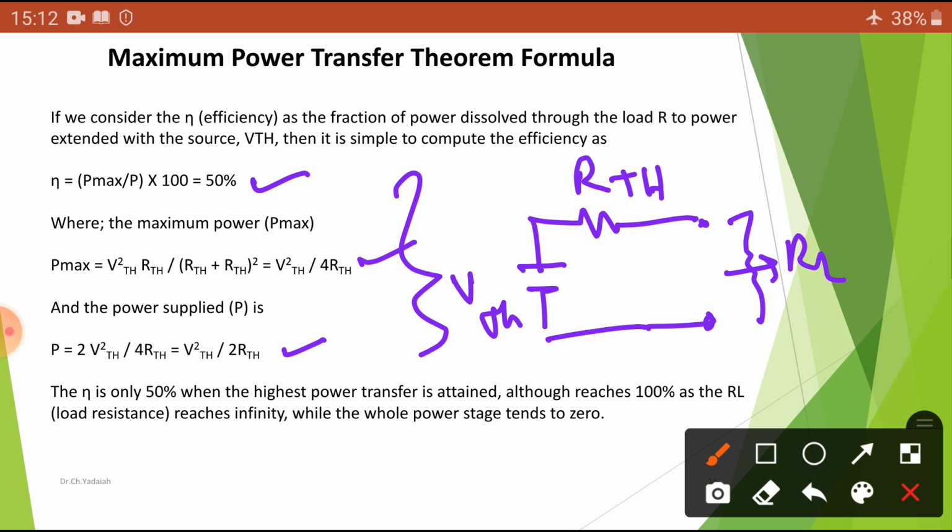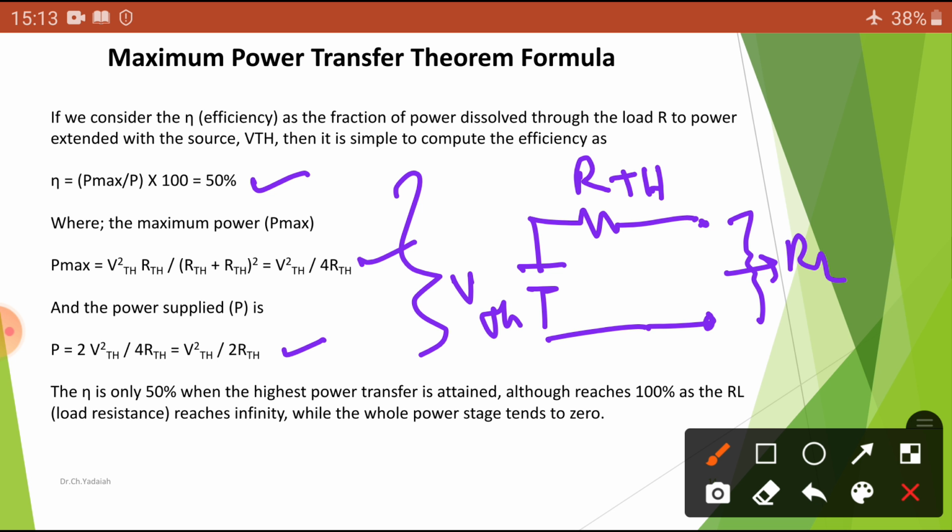We apply this type of network in communication systems. In telecommunication it is very preferable, but it is not widely advisable in our transmission, distribution and power systems. Okay, so these are the things you have to observe.